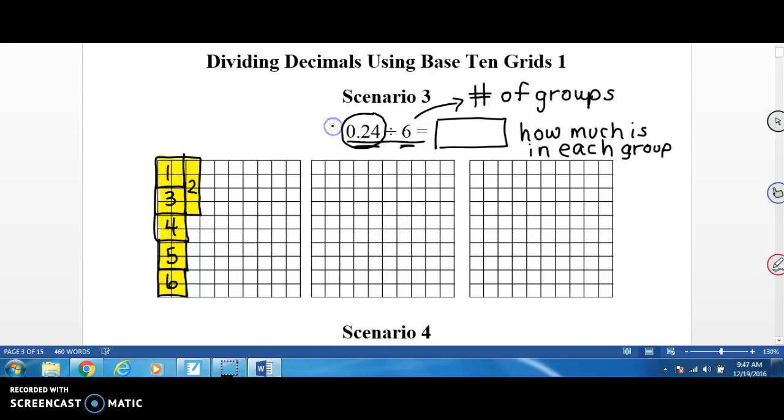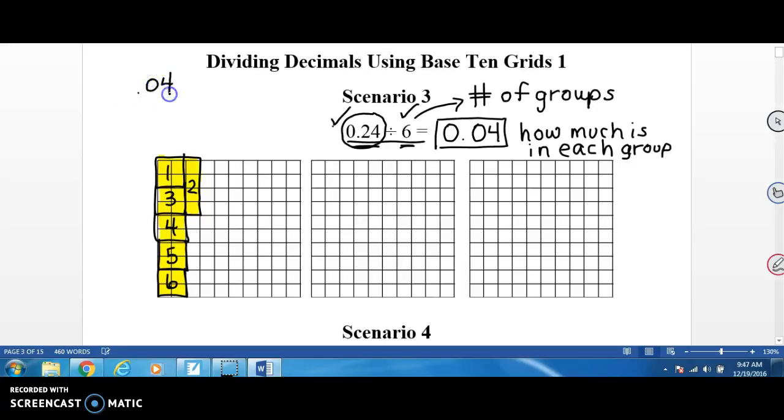Did I start off with 24 hundredths shaded? Yes. Do I have a total of 6 groups? Yes. How much is in each group? 4. 4 what? 4 hundredths. Do I have to have the leading 0? No, not necessarily. Can I solve this using a backwards multiplication problem? Yes. Watch what happens.